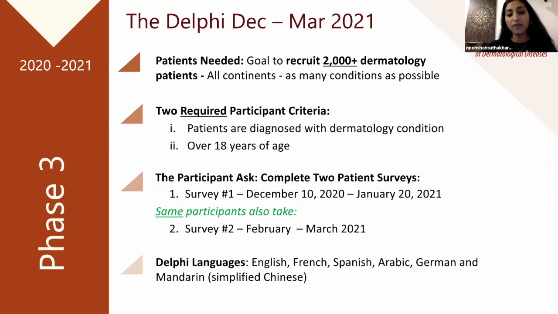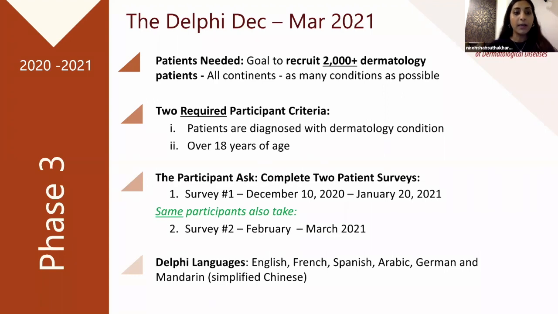In general, the Delphi method does not have a fixed number of participants to be included, and it can vary, for example, from 5 to 6,000. In our GRIDD Delphi study, we have decided to recruit around 2,000 or more patients with a dermatological condition worldwide, having a good geographical coverage and as many conditions as possible. In order to be eligible for participation, two requirements must be fulfilled: you have to be a patient with a dermatology condition, and you must be over 18 years of age.